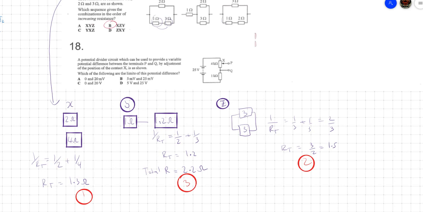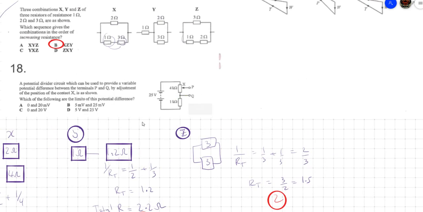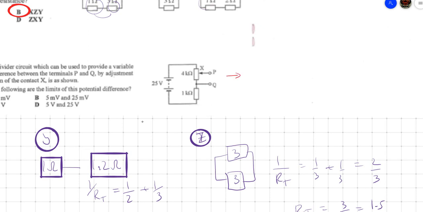Now for this one you need to use the equation for the potential divider. You're looking for X, so the voltage across X is equal to the total voltage, multiplied by the resistor that we're looking for, the resistor in X, divided by the total resistance. So the voltage is 25, multiplied by the resistance, which is 4k, divided by 4k plus 1k. The good thing is they are in series, so this will give me volts.